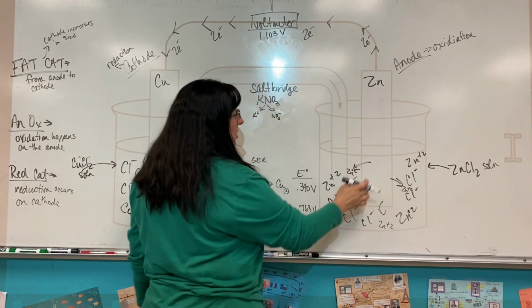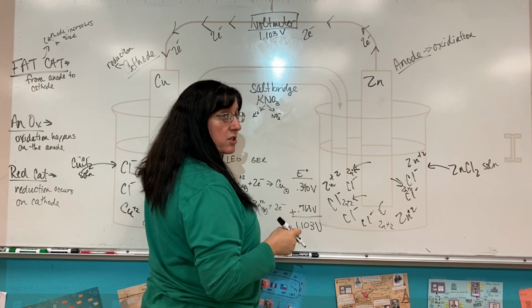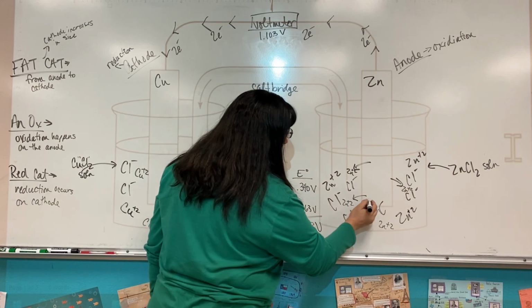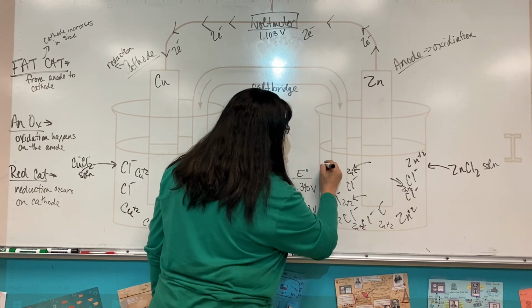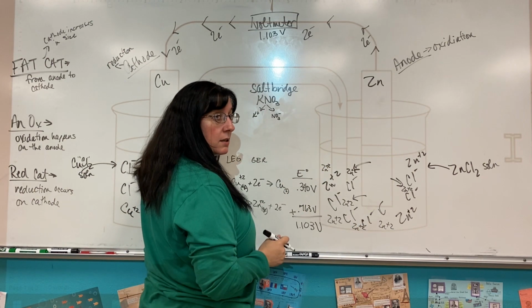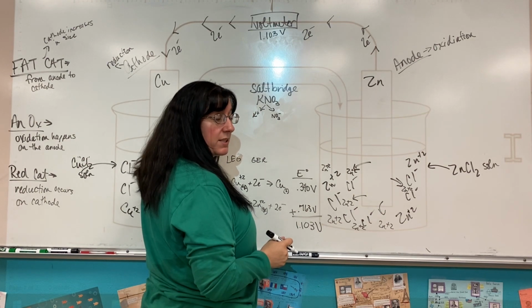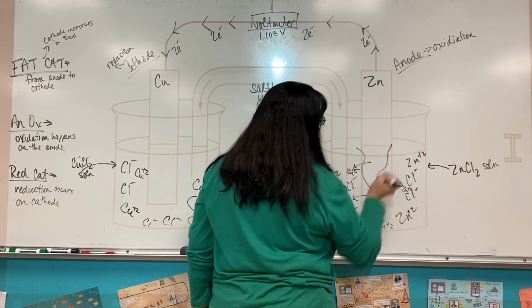And so if I start using some of the solid zinc and making these little zinc ions that are going to start floating around in the solution, and I'm going to have a buildup of zincs with a +2 charge, what do you think is going to happen to the size of this? Because I'm using it up. What's going to happen to the size? Decrease. It's going to decrease in size.